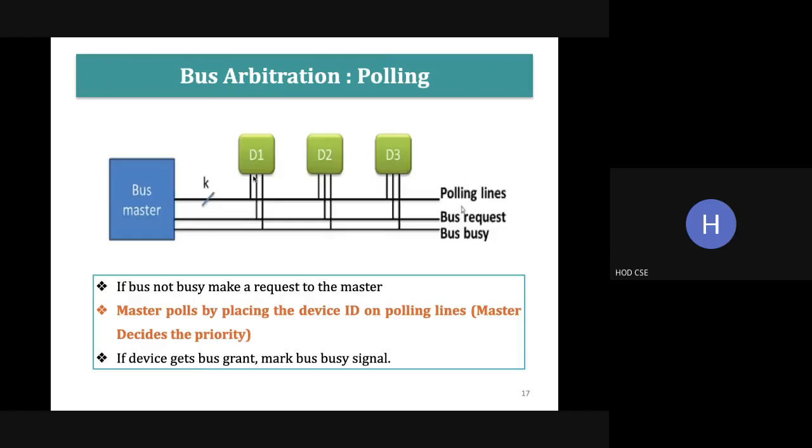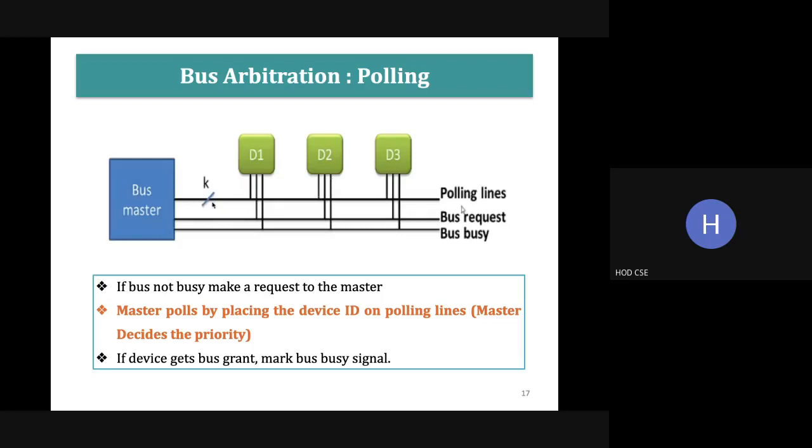So next one is the polling method. The same concept here. We have the bus request and the bus busy signal, same as in the daisy chaining method. And we have polling lines. Suppose there are n devices, then n polling lines will be there. So how do we identify the device? In these polling lines, the device ID will be transmitted. Every device will have a device ID.